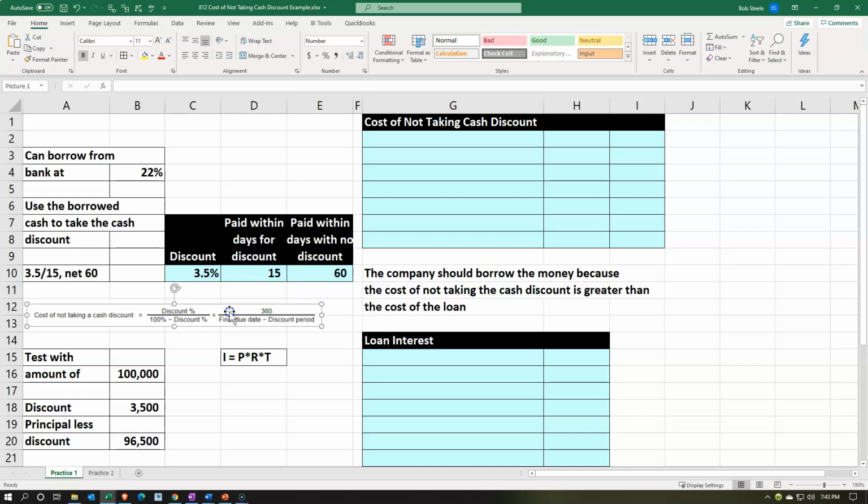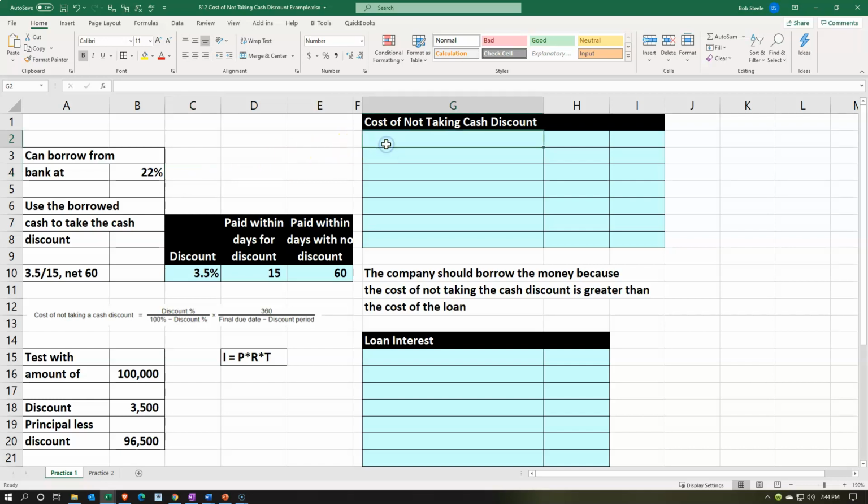So let's apply our formula, which is the cost of not taking the discount, which is going to result in a percent. And that percent, we can then compare to what it would cost for us to finance, to borrow the money. And if the percent here is higher, meaning the cost of not taking the discount is higher than the loan, then we would want to take the loan in that case. Okay, so that's going to be the concept.